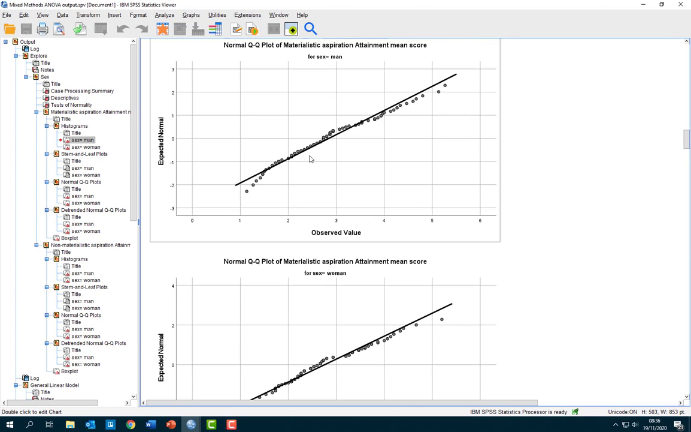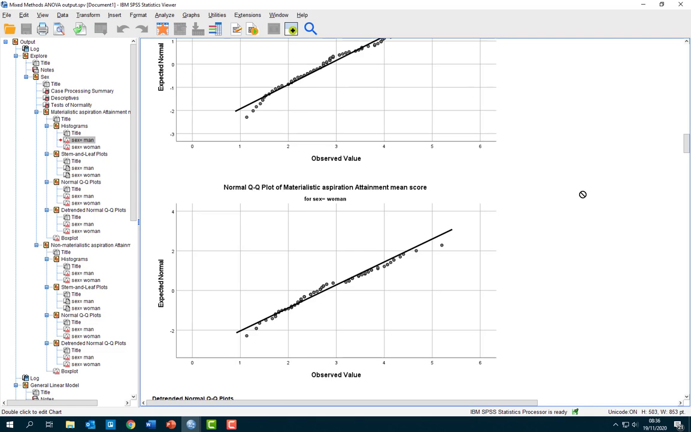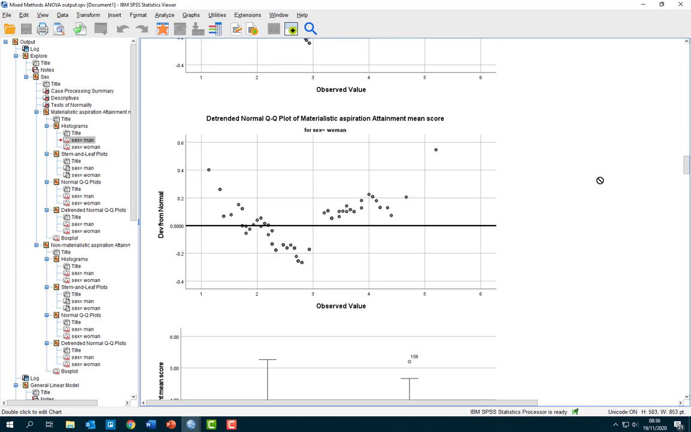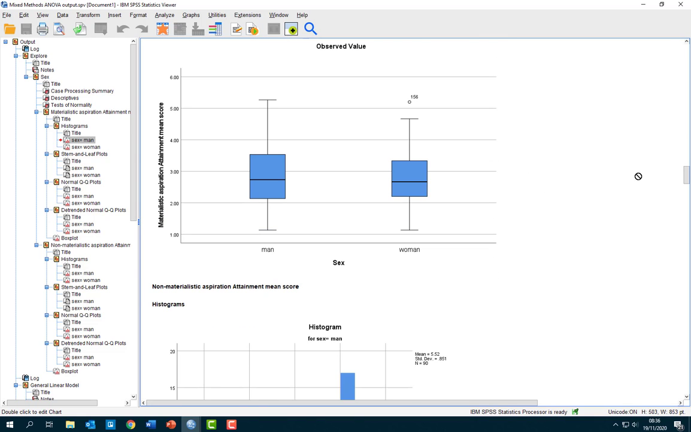And our QQ plots, again, they're suggesting they're not perfectly normal. If this was perfectly normal, each of these dots would be sitting on the line exactly. We can see it's following the trend, but it's not quite there. I always ignore these ones. I think they're hard work to interpret. And then we'll look at our box plot before we move on to the non-materialistic scores.